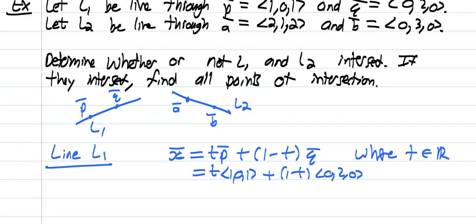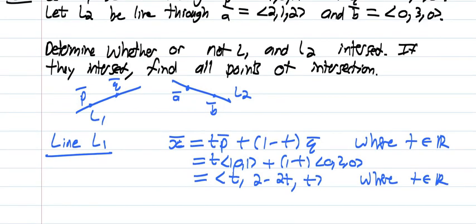So multiplying each vector by a scalar gives a vector. And if you simplify it, it becomes the vector (t, 2 minus 2t, t), where t is a real number. All right, so now we have a vector equation for line 1. So now we continue.